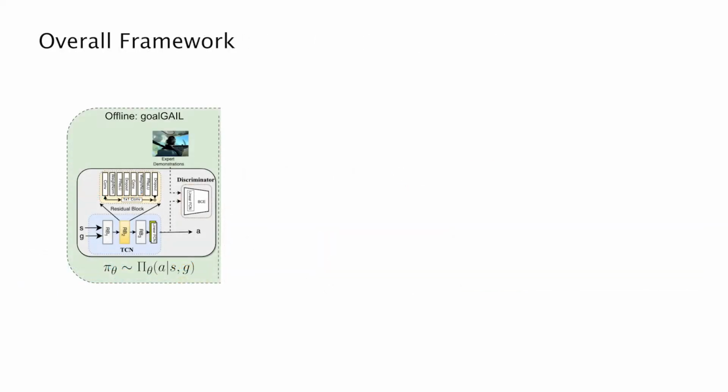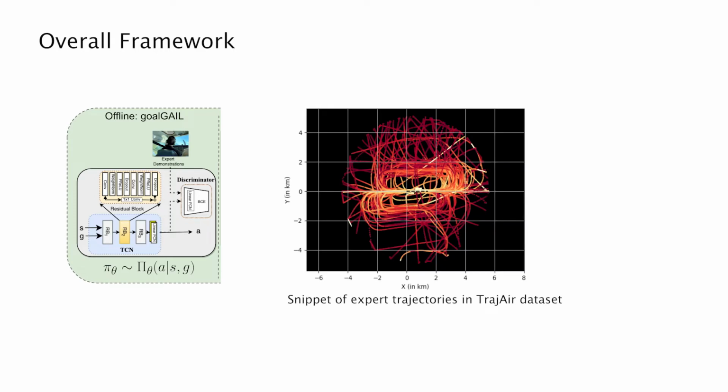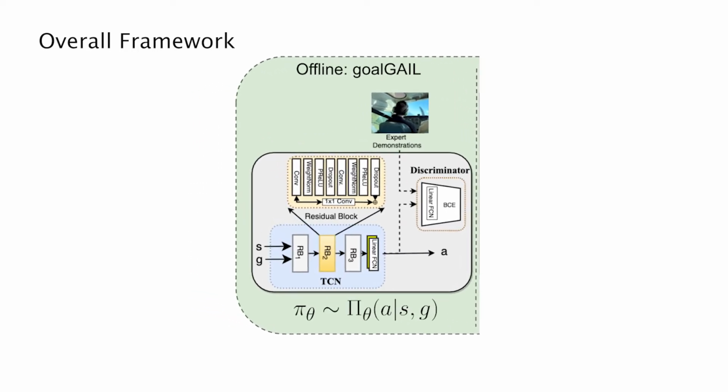Offline, we train the LFD policy using trajectories from the Trajair dataset that serve as the expert demonstrations. We use goal condition generative adversarial imitation learning as our base technique. Our policy takes the agent's past trajectories and goals as input and then outputs a distribution over possible action space.